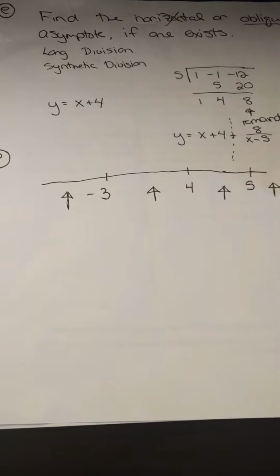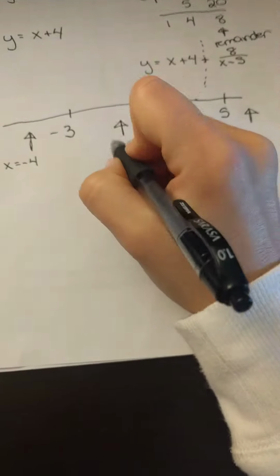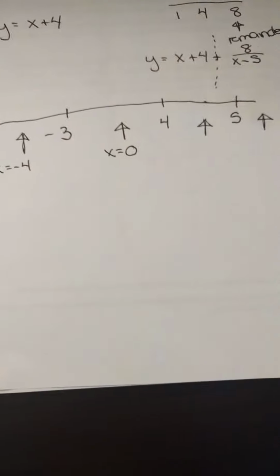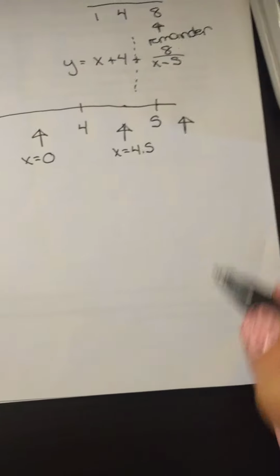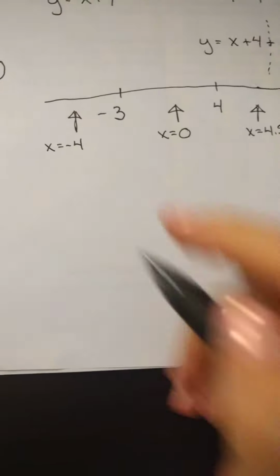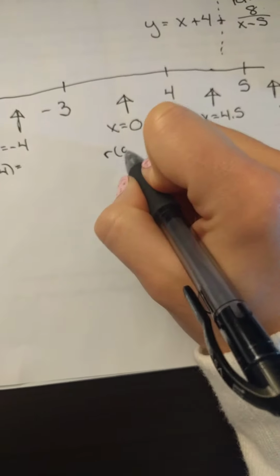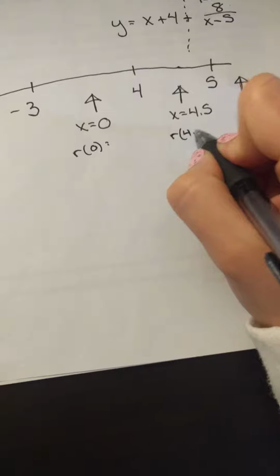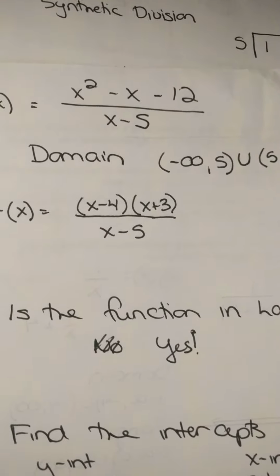So I'm going to pick some numbers that I like. I'm going to pick x is equal to negative 4, x is equal to 0, x is equal to 4.5, and I'm going to evaluate when x is equal to 6. I'm going to look at each case. So r of negative 4, r of 0, r of 4.5, r of 6. Again, we're putting these into the original expression.